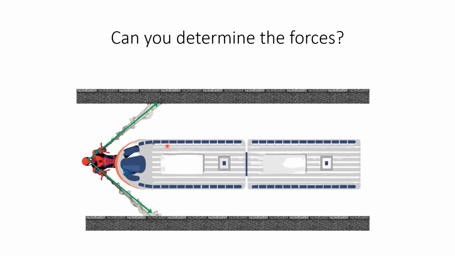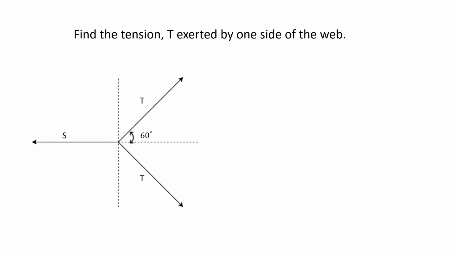Spiderman is actually exerting tension on the webs, which is equal to T, and the train is moving with a motion of S. And thus, Spiderman is stopping the train by balancing the forces to make it equilibrium. Okay, so consider the tension of both of Spiderman's webs to be equal, which is T. Find the tension T exerted by one side of the web.